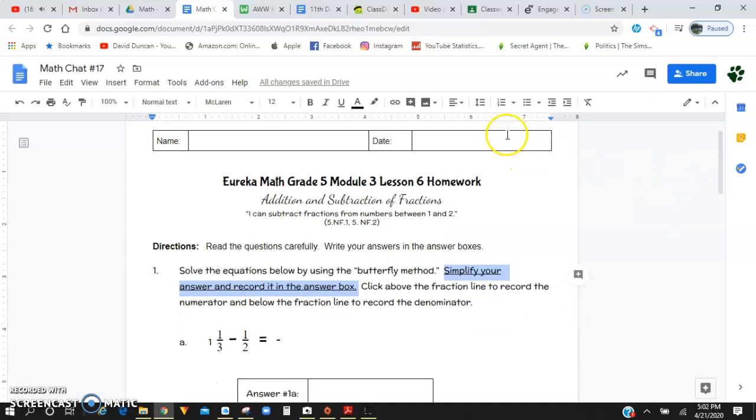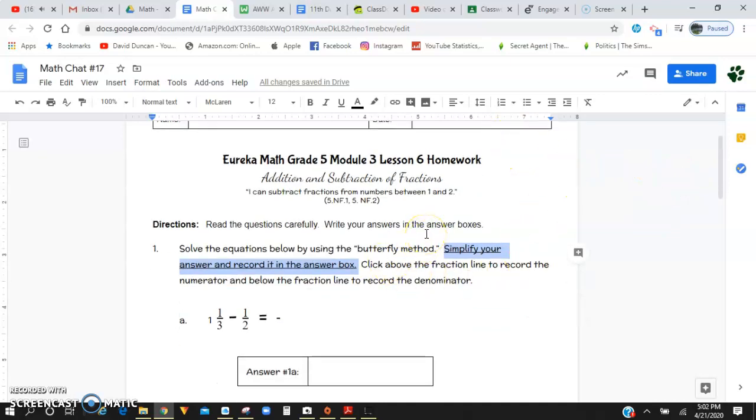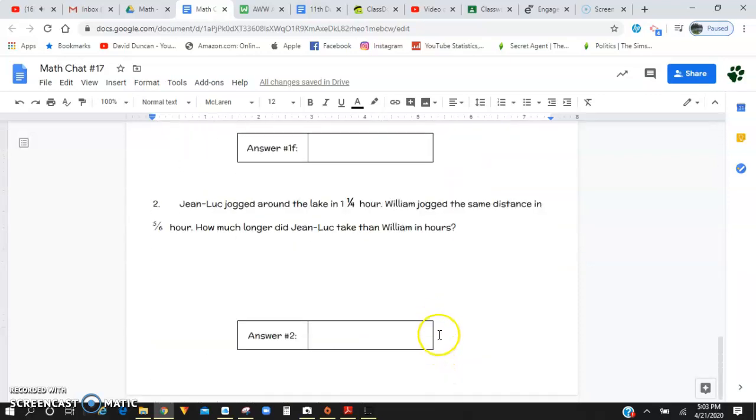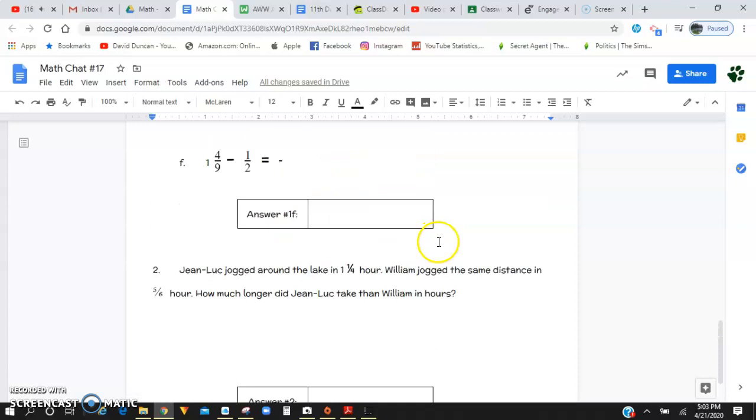Now, boys and girls, this concept is one we really struggled with right before Christmas break. So I know it's going to be a little challenging, but I have every ounce of faith that we are going to be able to work on this. I did not give you that many problems. I gave you 1A through 1F, and then I only gave you one story problem.